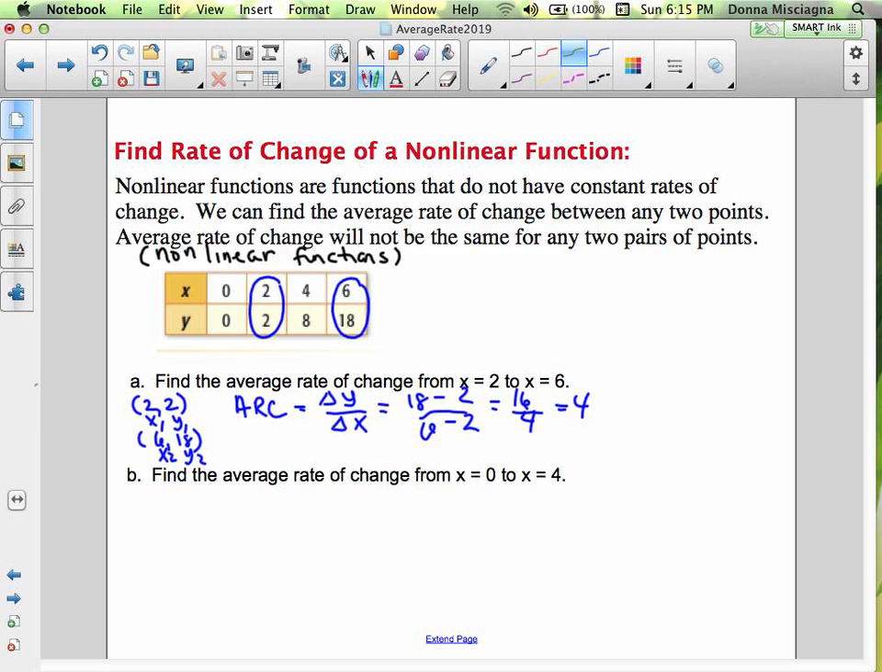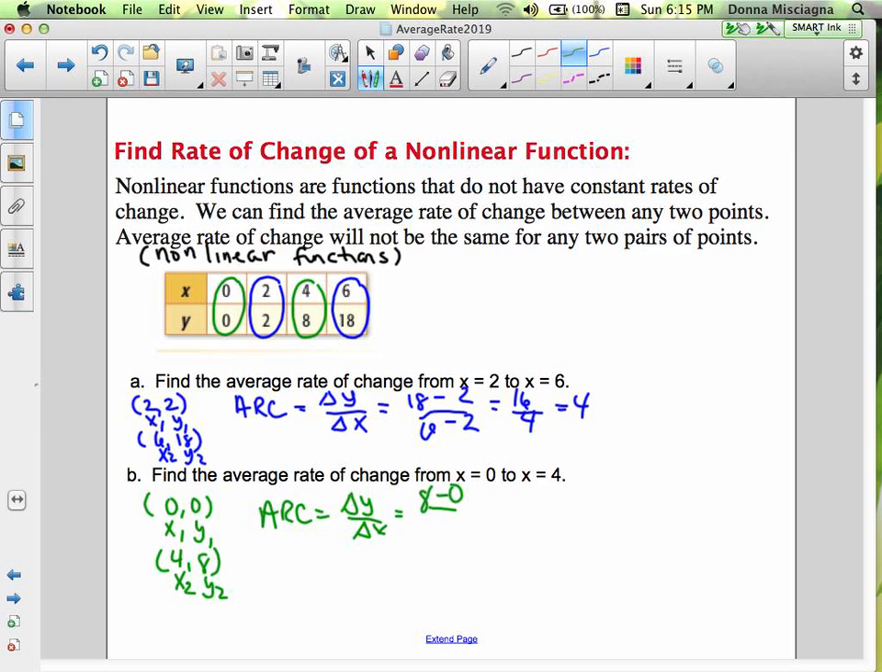Now let's find the average rate of change between 0 and 4. That's the other 2 points. 0, 0 will be x1, y1, and 4, 8 will be x2, y2. And the average rate of change is the change in the y over the change in the x. I'm going to start with the second point, so we got 8 minus 0 over 4 minus 0. 8 minus 0 is 8, 4 minus 0 is 4, and now we have an average rate of change of 2.